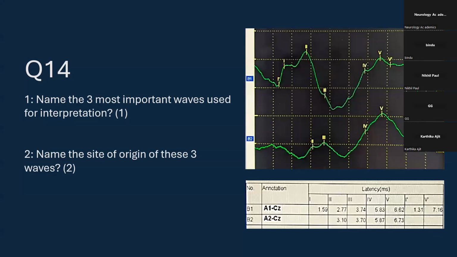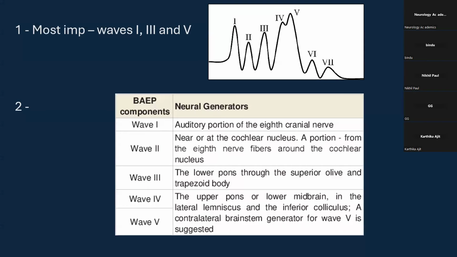Next question: in this brainstem evoked response auditory, name the three most important waves and their origin. So the most important waves are 1, 3, and 5. Wave 1 is from the auditory portion of the 8th cranial nerve, 3 is from the lower pons of the superior olive, and wave 5 is from the inferior colliculus.